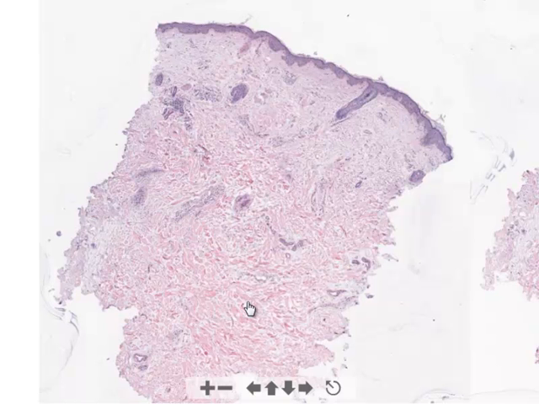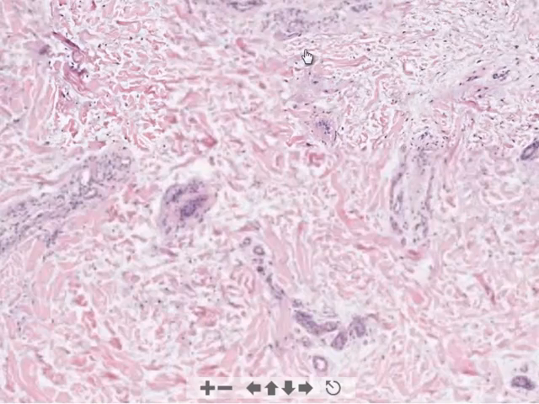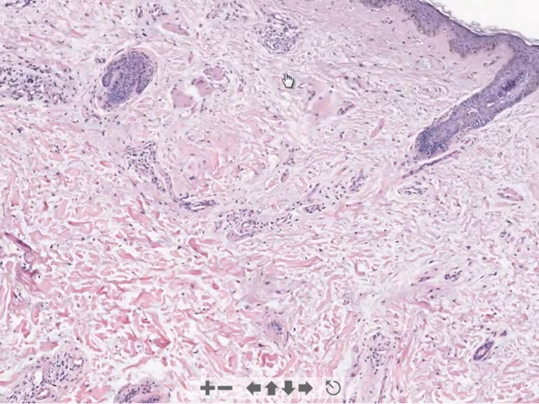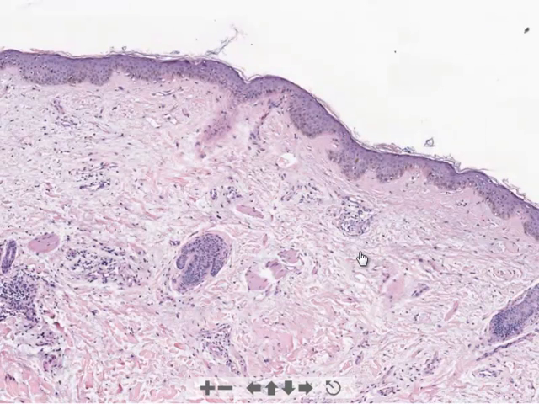What are some other characteristics or other conditions that we might consider in the differential diagnosis for this case? Well, as we are dealing with an interface dermatitis, one possible differential diagnosis would be erythema multiforme. However, in erythema multiforme, we would typically expect to see many more dyskeratotic or apoptotic cells present along the basal layer, with some cells extending into the upper epidermis. In addition, you wouldn't typically find the increased dermal mucin that is noted in this particular specimen in cases of erythema multiforme.